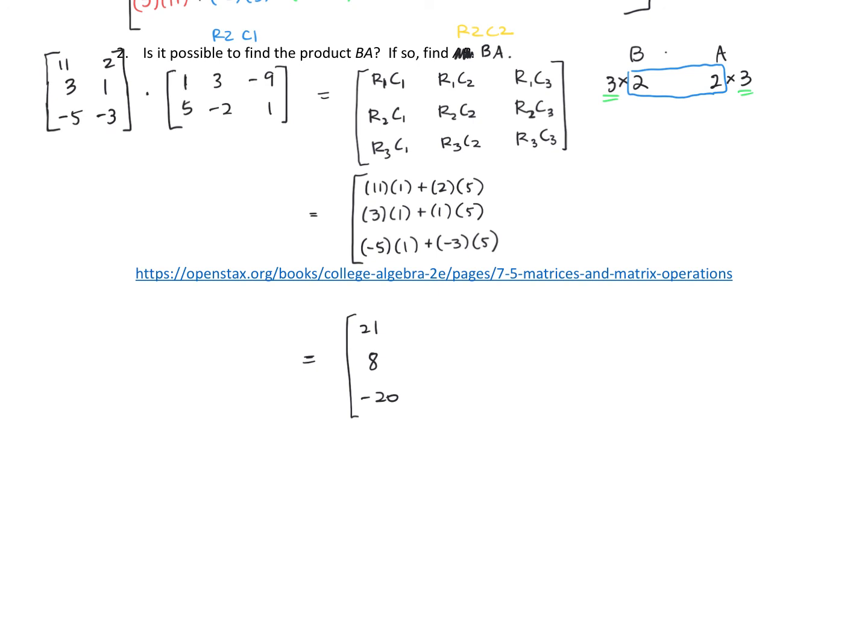So I'm going to take row 1 and column 2. So when we do row 1 times column 2, I'm going to put a little dotted line here just to separate the columns so that we don't get confused. So we have 11 times 3 plus 2 times negative 2. So 11 times 3 is 33, minus 4 would be 29.